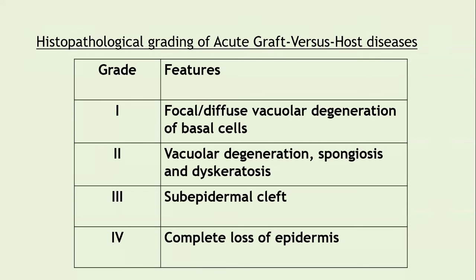Histopathologically, the acute graft versus host disease is classified into 4 grades. In grade 1, there is focal or diffuse vacuolar degeneration of basal cells. In grade 2, along with the vacuolar degeneration, there is spongiosis and a slight bit of dyskeratosis. While in grade 3, there is subepidermal cleft, while in grade 4, there is complete loss of epidermis like we see in TEN.